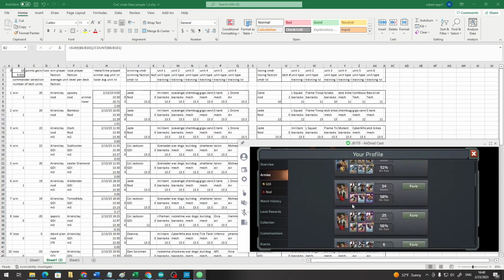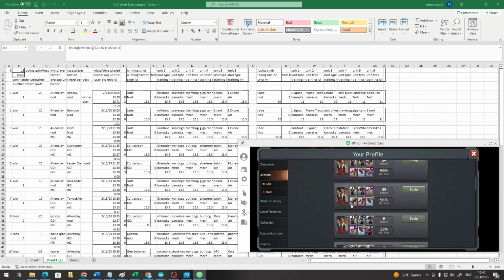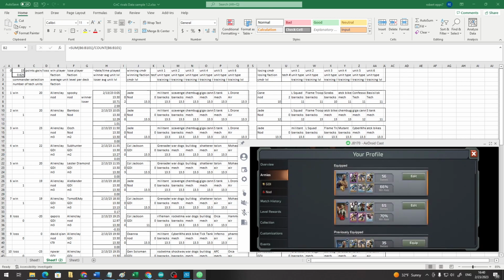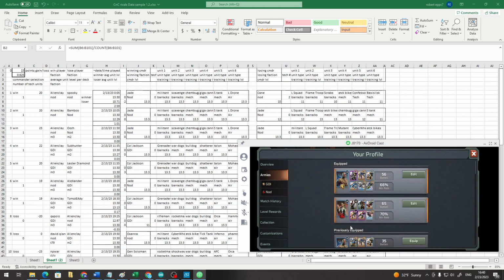I'm guessing there's about 230, 250 matches for this season so far. Out of my 2 best decks that I've been playing with, I get a 66% win rate and a 70% win rate with Nod here.